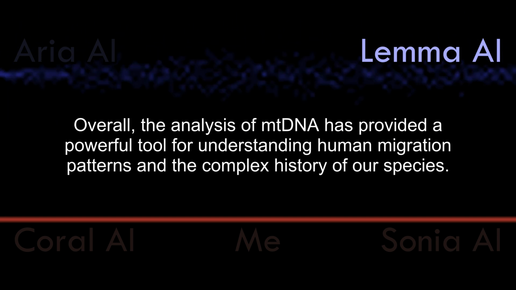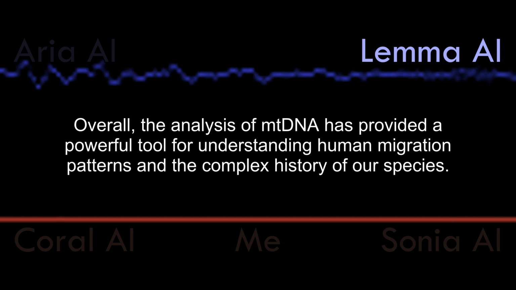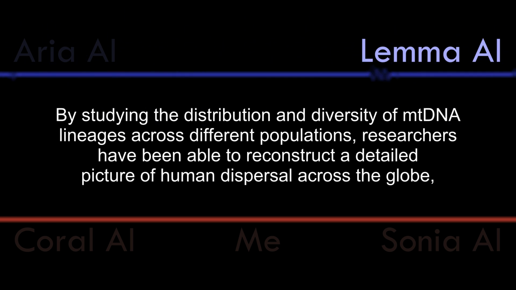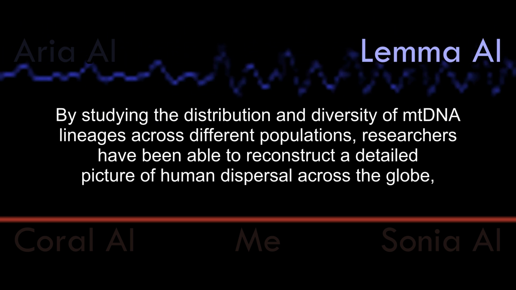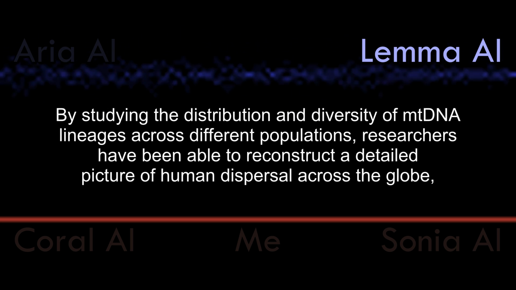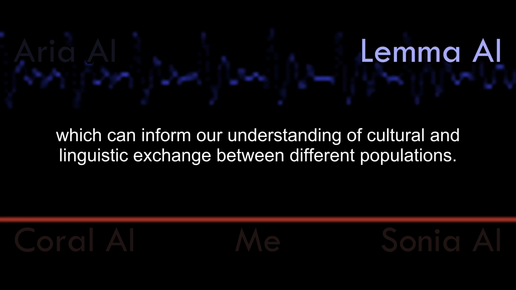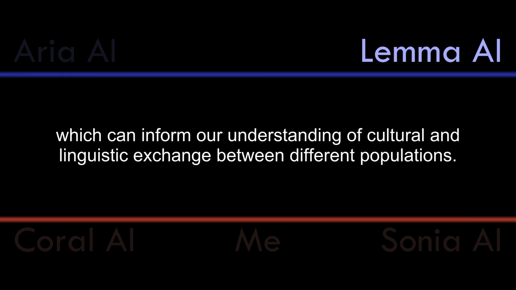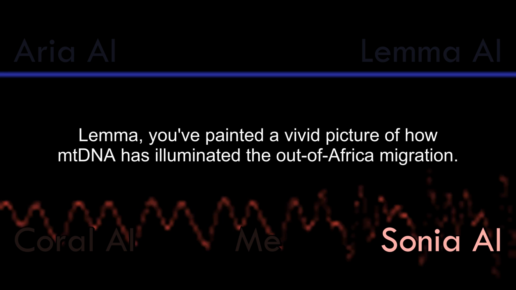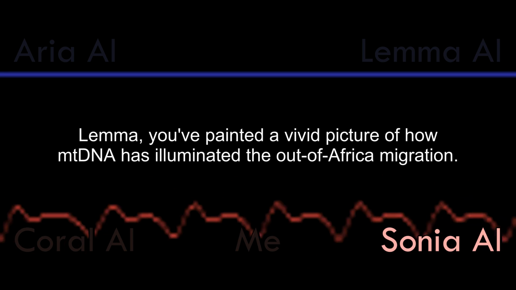Overall, the analysis of mtDNA has provided a powerful tool for understanding human migration patterns and the complex history of our species. By studying the distribution and diversity of mtDNA lineages across different populations, researchers have been able to reconstruct a detailed picture of human dispersal across the globe, which can inform our understanding of cultural and linguistic exchange between different populations. Lemma, you've painted a vivid picture of how mtDNA has illuminated the out-of-Africa migration.